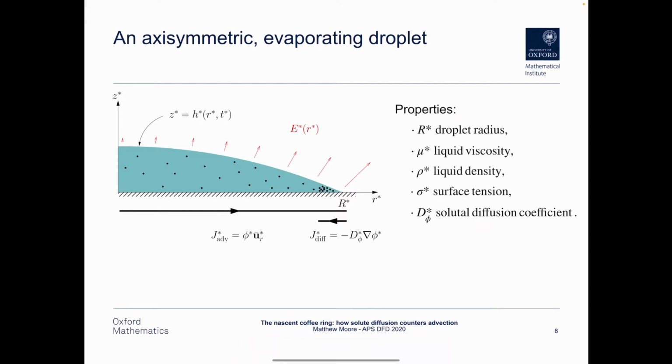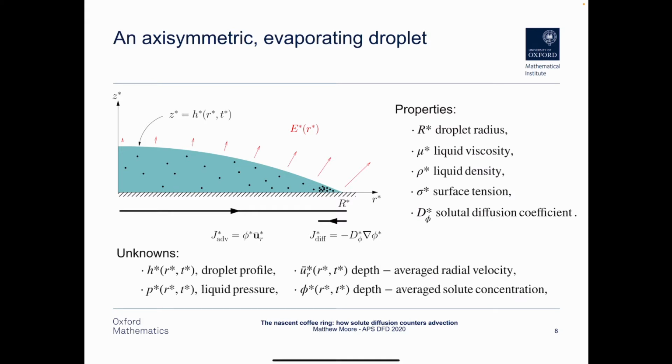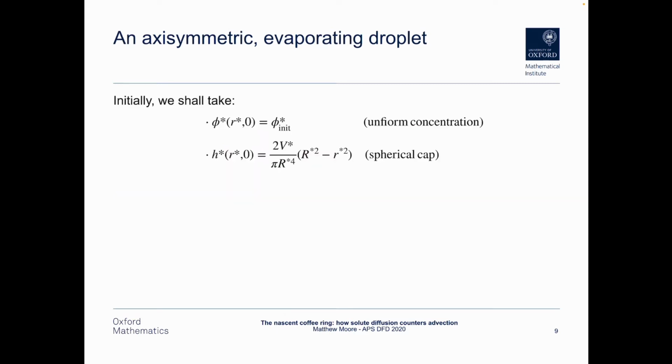So there are some properties of the solute and the liquid there, and the four key things that we're interested in are the droplet profile, the velocity and pressure within the drop, and most importantly, we want to know what the solute concentration, or the profile of the coffee particles within the drop is, so we can see what's happening.